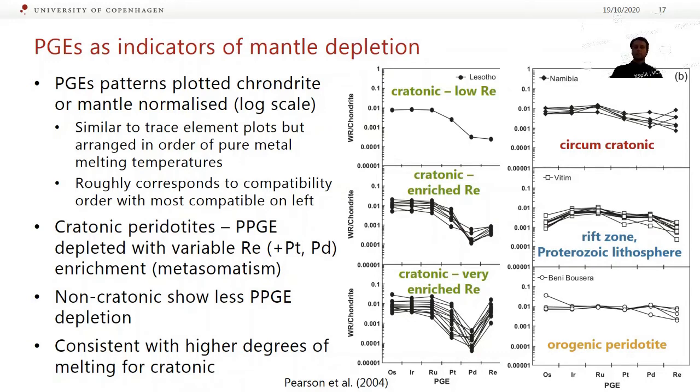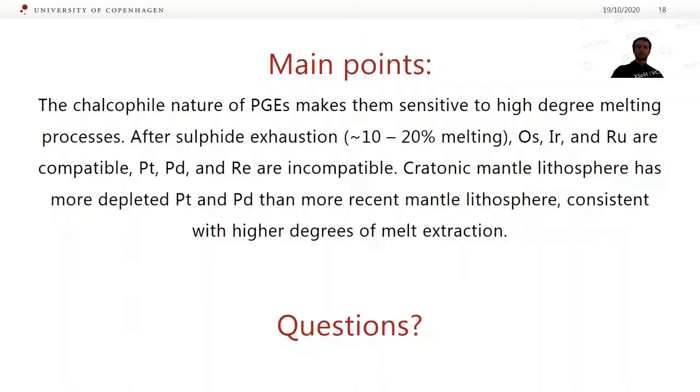In terms of non-cratonic samples, on the right there are some PGE plots from some circumcratonic peridotites from Namibia, some peridotites from the Baikal Rift Zone, which is Proterozoic lithosphere, and some recent orogenic peridotites from Morocco, I think, Beni Bousera. And you can see in all of these, the IPG contents remain high, but also the PPG contents are high. So they're not getting depleted. So we're not having such an extensive degree of mantle depletion here. So this is consistent with what we said based on the Mg numbers and the aluminium, that you get a high degree of melt extraction for cratonic peridotites.